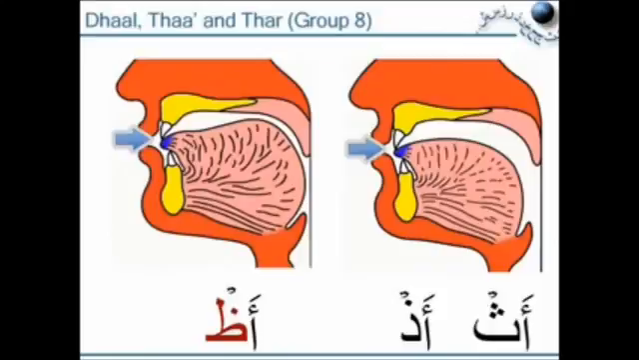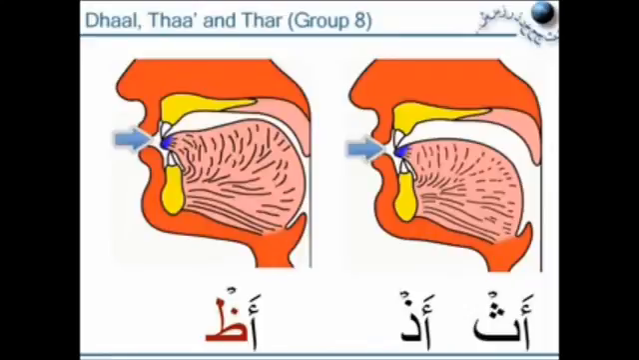So we have to differentiate very carefully between the dhal and the dha. Again, all three, ath, adh, adh. And these three a lot of people find very difficult, so it takes a lot of listening to and practice not to confuse the three.